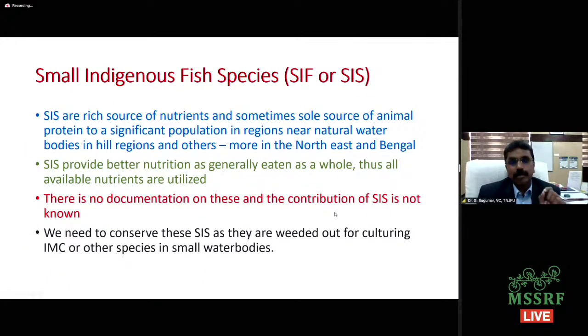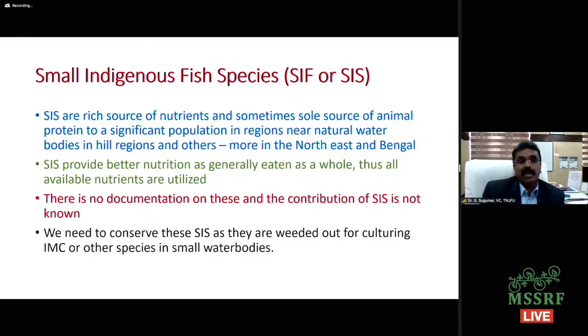And coming to something very important and the most neglected area: small indigenous fish species, called SIF or SIS. These are a very rich source of nutrients. The coastal fishers community has access, but in the inland water bodies, these people are a little affected, and small indigenous fish species are going to be very handy in overcoming malnourishment and hunger.